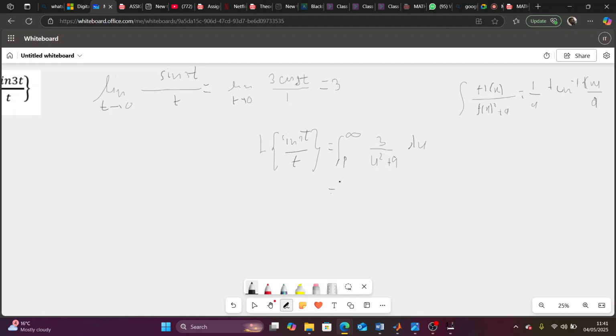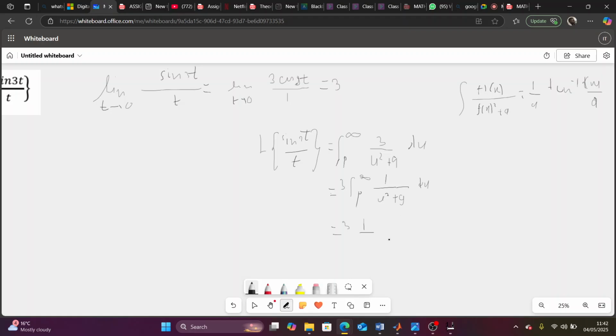So we can take 3 outside. Do you agree? Yes. So that we can see it as p to infinity of 1 over u squared plus 9, everything du. Now we can apply that formula, Mr. Trinici. So on this integration, 3 is outside. We have f of x is u, that's why when you differentiate you have 1. So applying this formula, it is 1 over a.